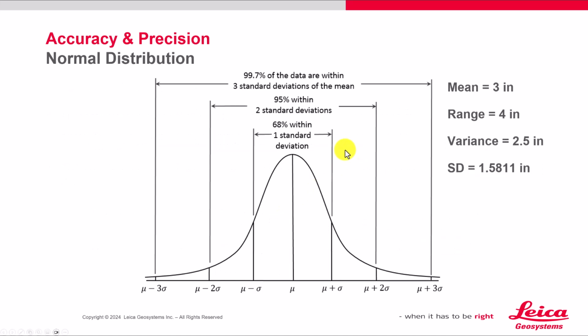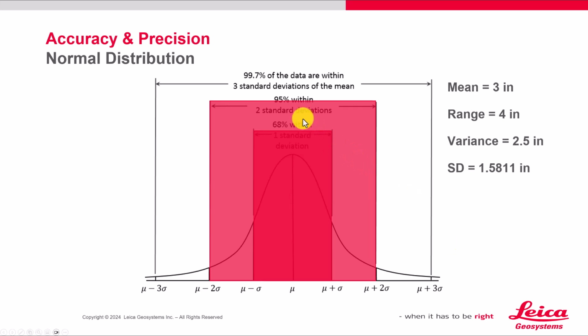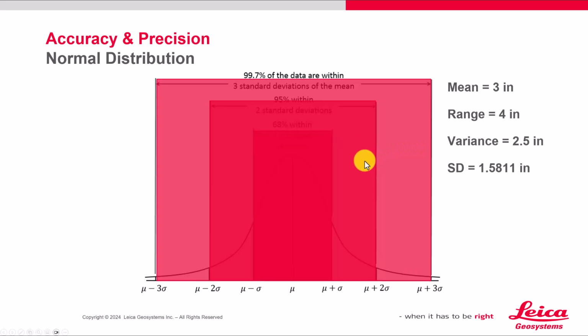Now let's take a look at this in relation to the normal curve. The mean was 3, the range was 4, the variance is 2.5, and the standard deviation is 1.58. One standard deviation means that 68% of the time the measurement will fall within this range: the average minus the standard deviation, average plus standard deviation. So the distance from here to here would be 1.58, and the distance from here to here would be 1.58. 2 standard deviations means we're within 95%, and 3 standard deviations is 99.7%.